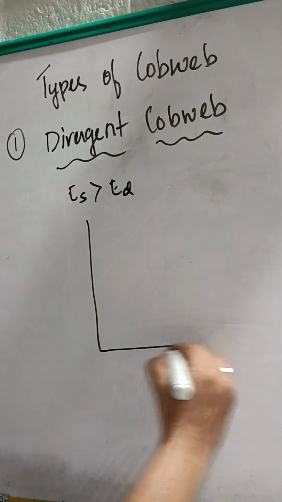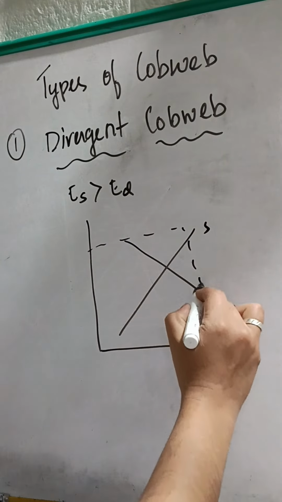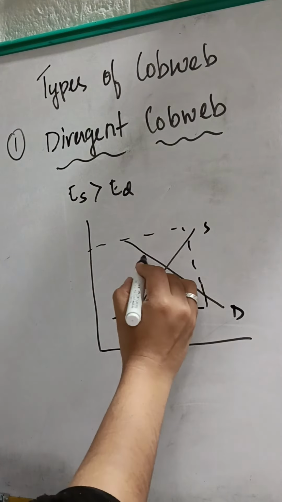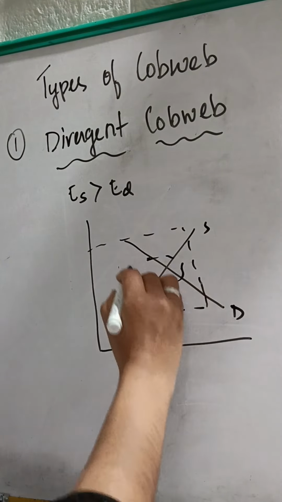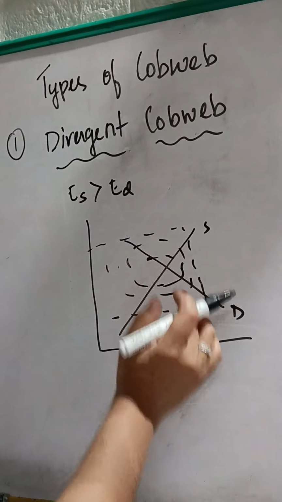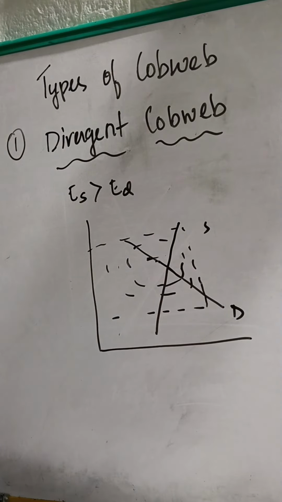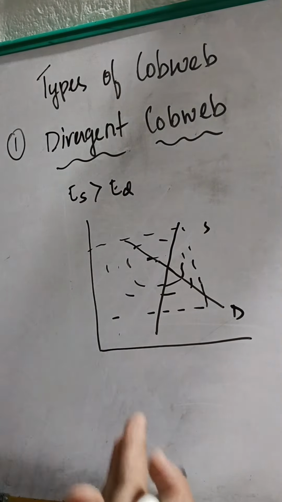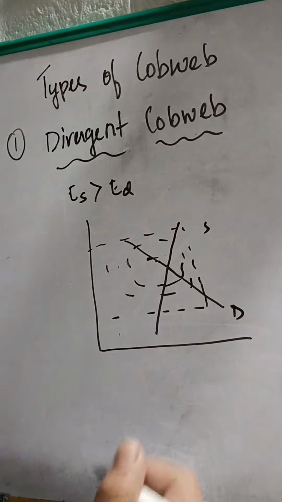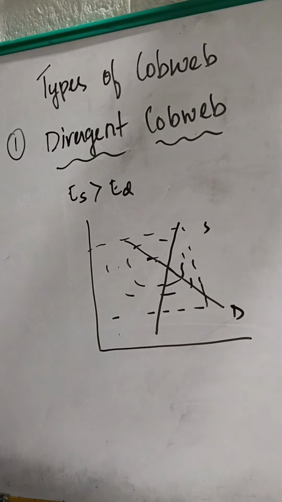Right? The curve will be in this form. The graph will be so. This is demand. Here in this case, it goes farther and farther. If it starts from here, it goes farther and farther like that. It diverges. In this case, the supply curve is steeper than the demand curve. Here, the supply is more elastic. So, supply curve is steeper and the producer overreacts to the change in price. So, that is divergent Cobweb, where it goes on diverging.